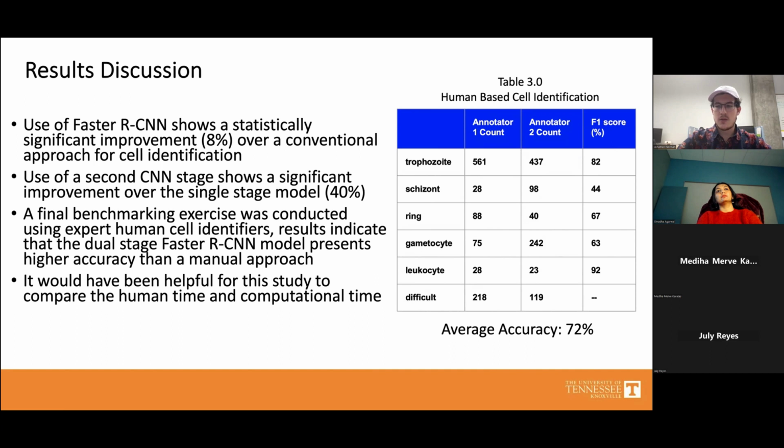So you can see here that using the two-stage faster RCNN and AlexNet implementation, you significantly improve on the average, even from a human vision-based perspective. It's fantastic.